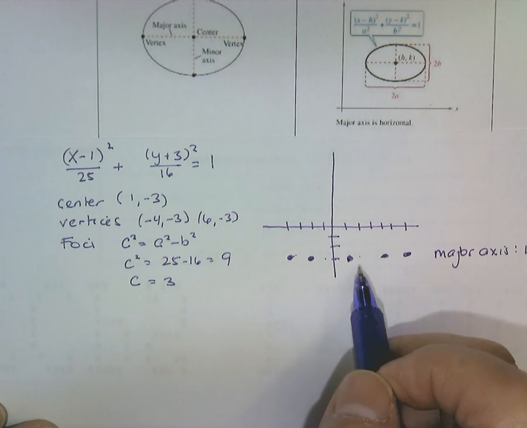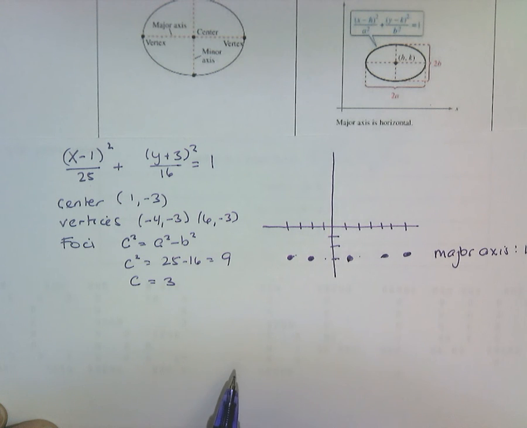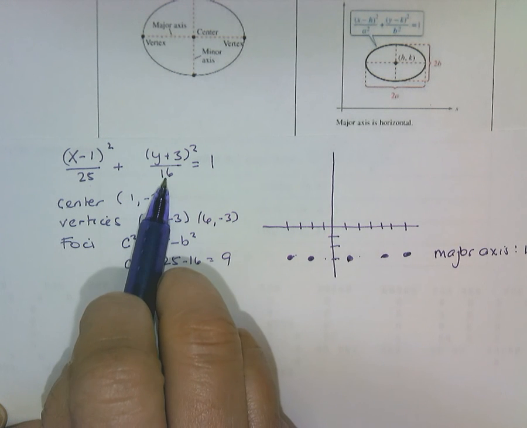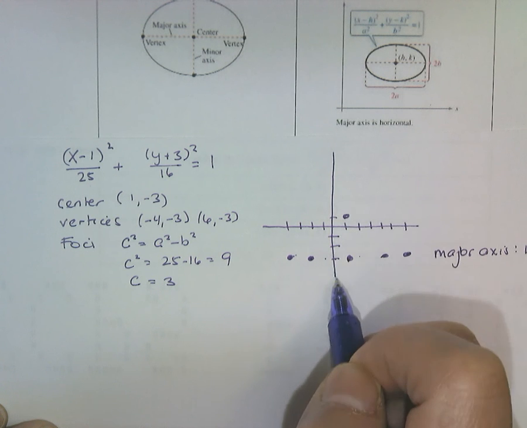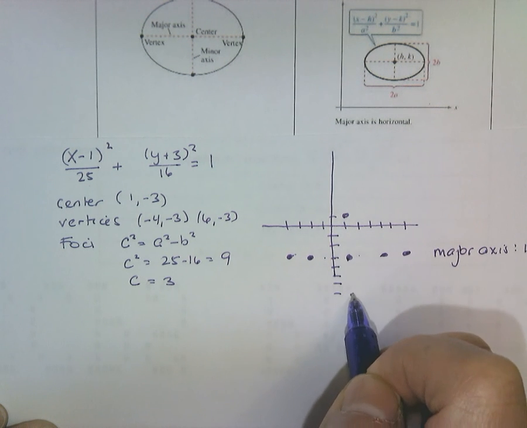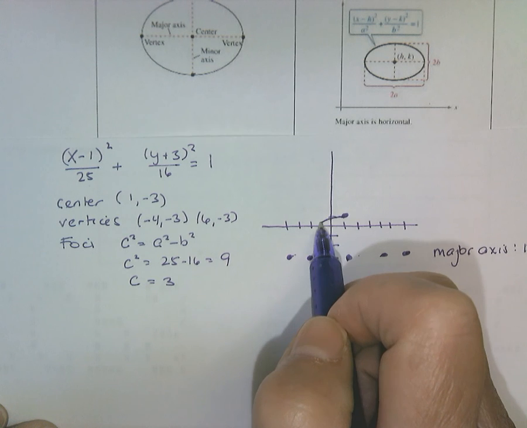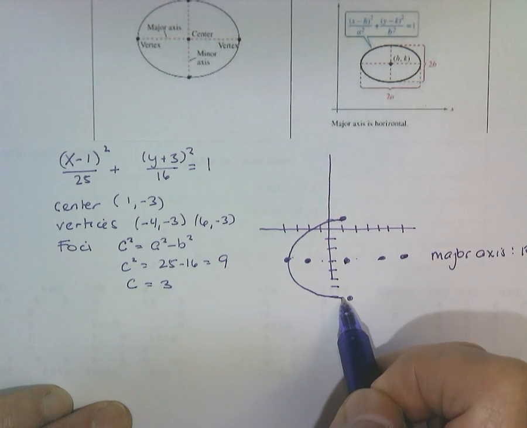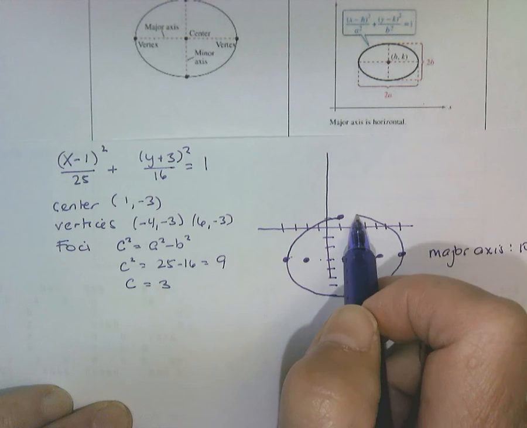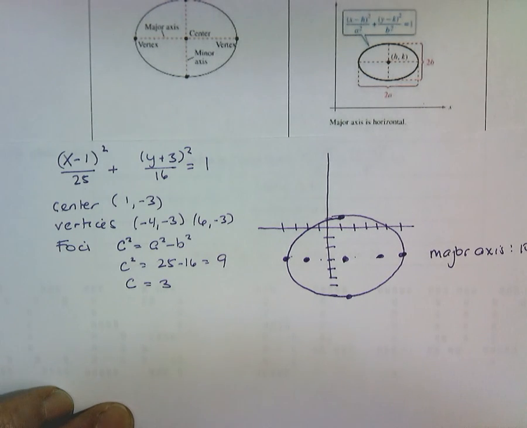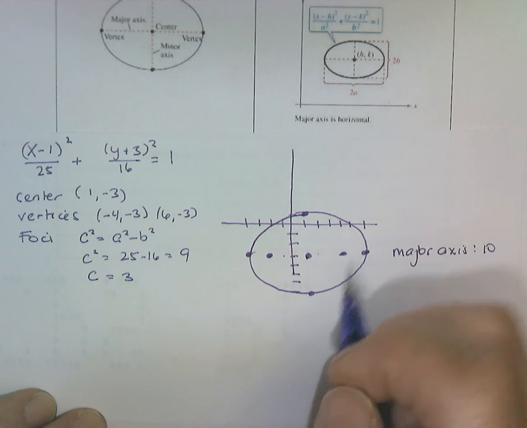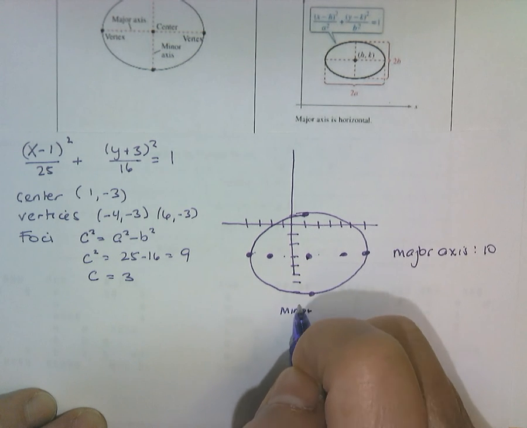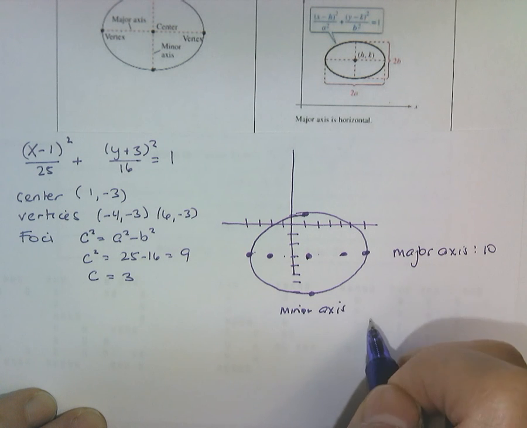To finish off the ellipse, I need the minor axis. The minor axis goes up and down. So this is b squared. So b is going to be the square root of 16, which is 4. So I'm going to go from the center up 4 and down 4. I'm going to connect all my endpoints as best as I can. And there's my ellipse. So my major axis was 10. Going up and down here is my minor axis. My minor axis is 8.